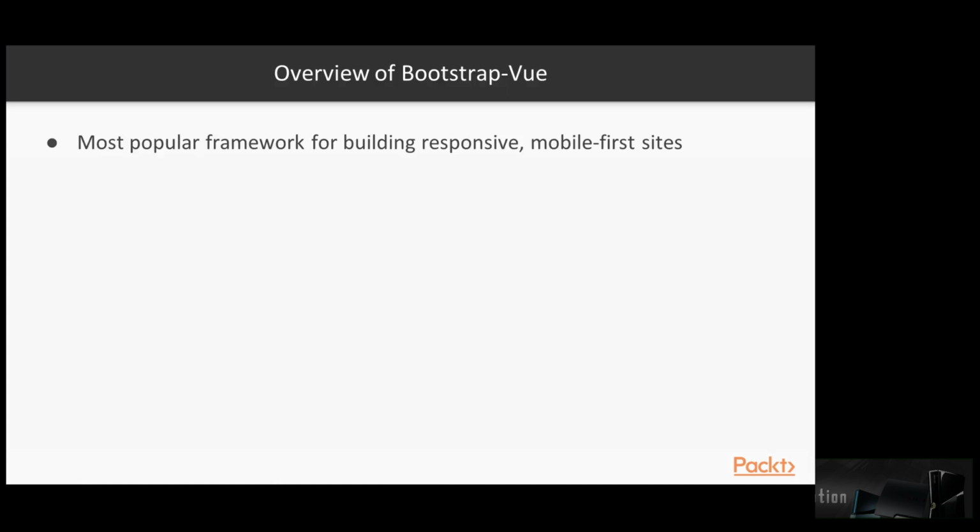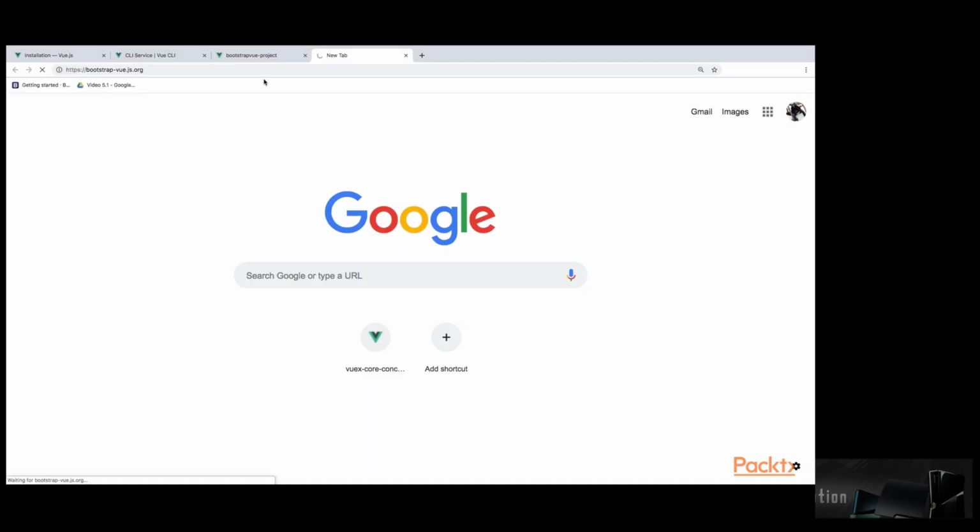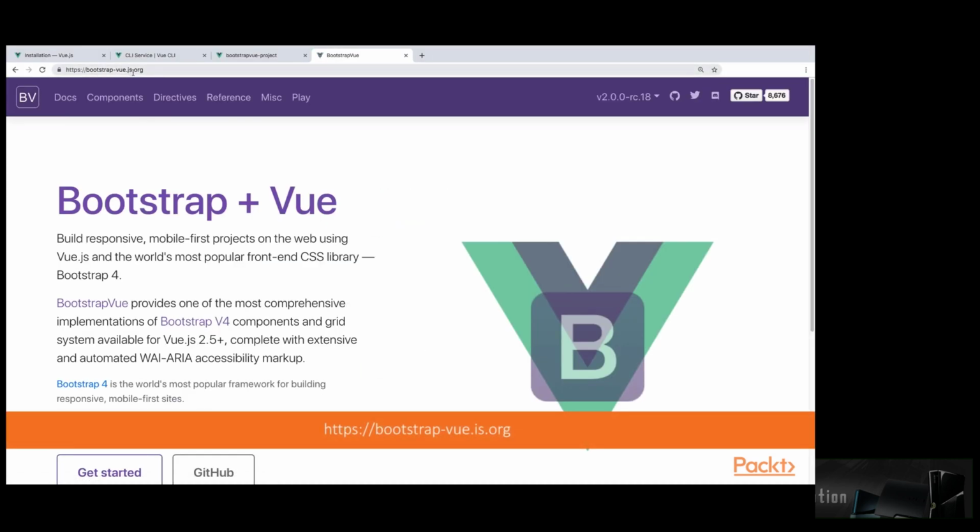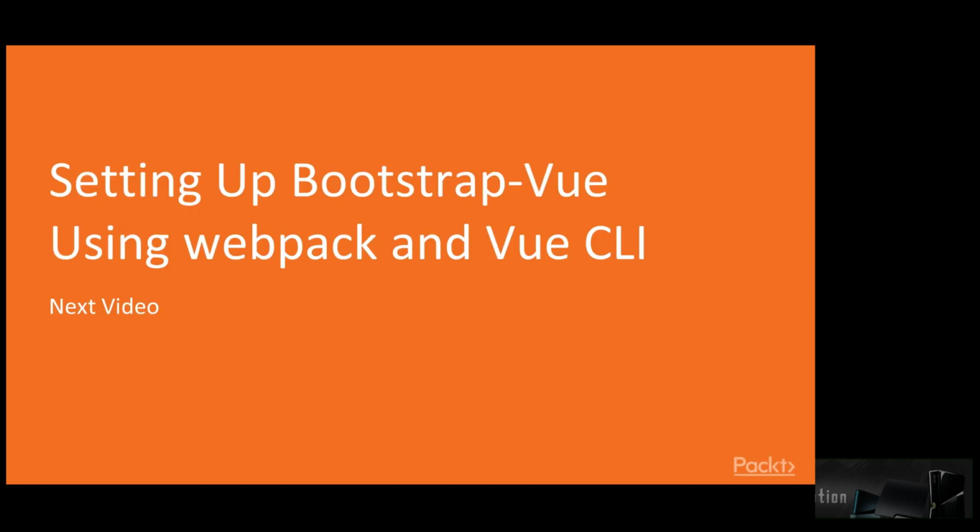Now coming to the overview of Bootstrap-Vue. Bootstrap-Vue is used to build responsive, mobile-first projects on the web using Vue.js and the world's most popular front-end CSS library, Bootstrap 4. Bootstrap-Vue provides one of the most comprehensive implementations of Bootstrap v4 components and grid system available for Vue.js 2.5 plus. To get started with Bootstrap-Vue, we can go to their documentation available at bootstrap-vue.js.org. In the next video, we will learn how to set up Bootstrap-Vue using Webpack and Vue CLI.